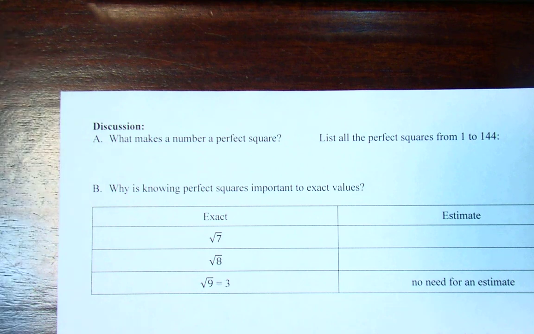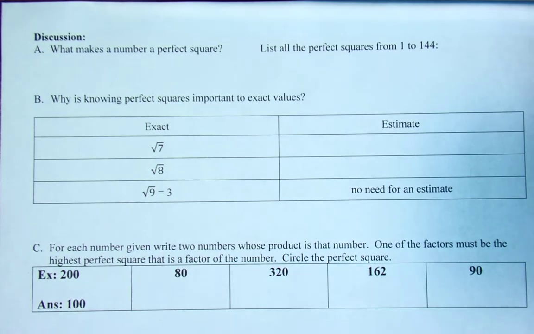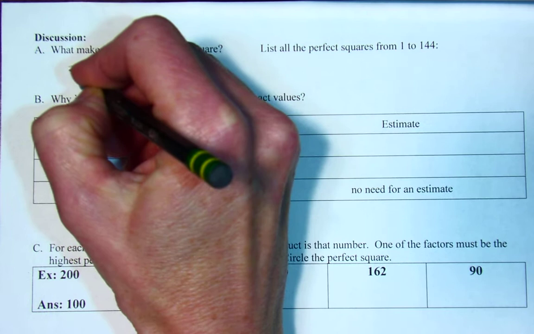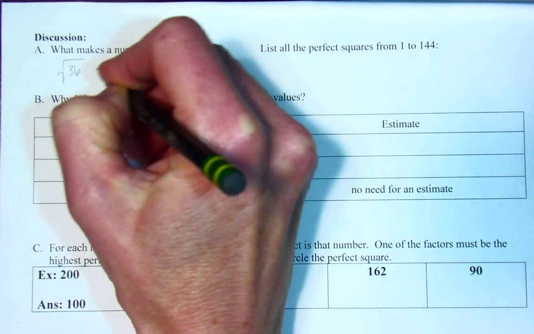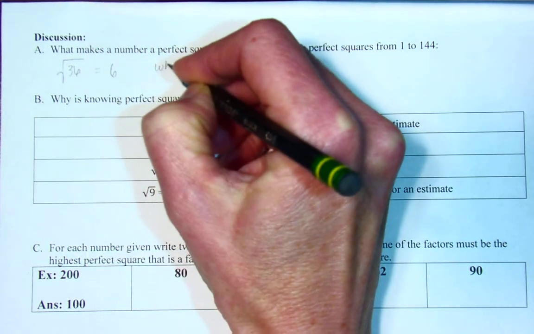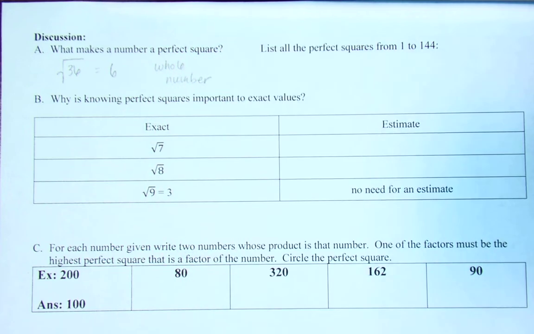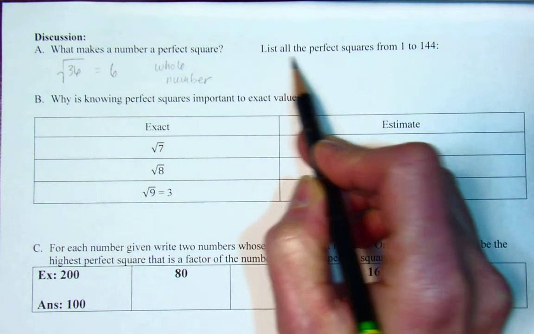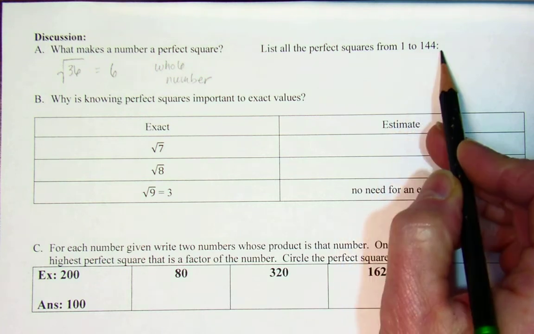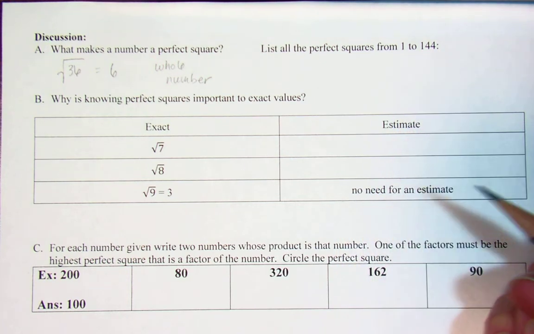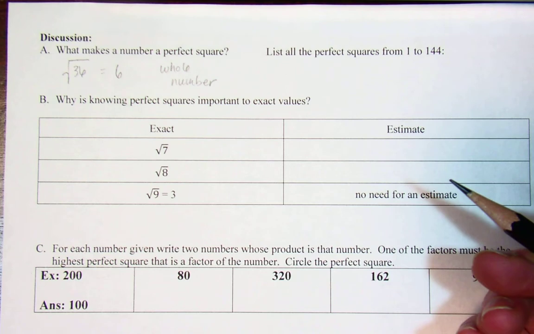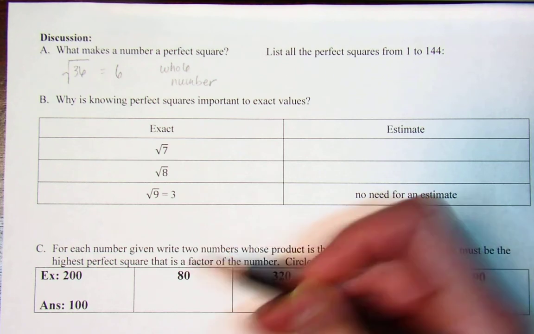Welcome back. In previous lessons, we learned what makes a number a perfect square. We know that 36 is a perfect square because when you square root it, you get a whole number. And it's a good idea to list all the perfect squares from 1 to 144 because you're going to use this list over and over and over again.